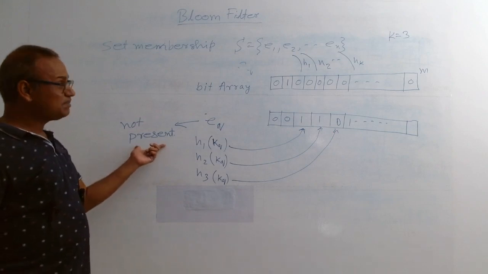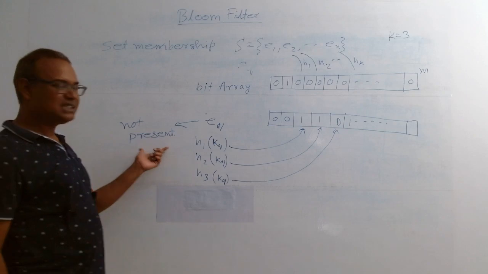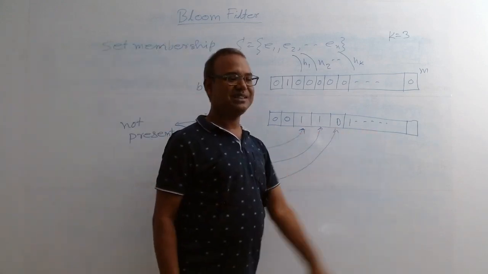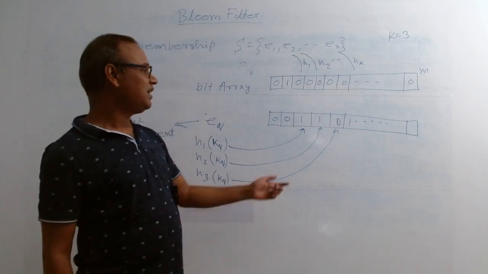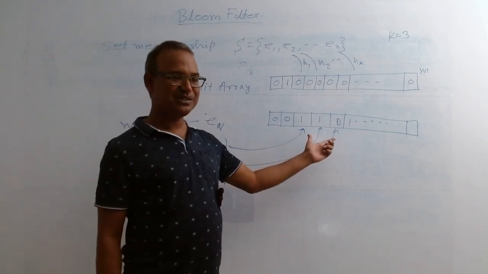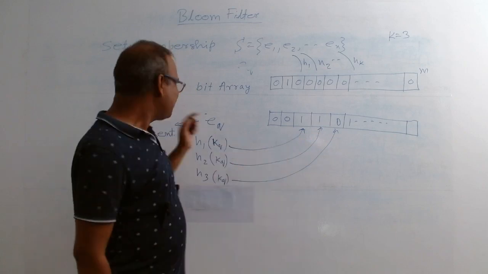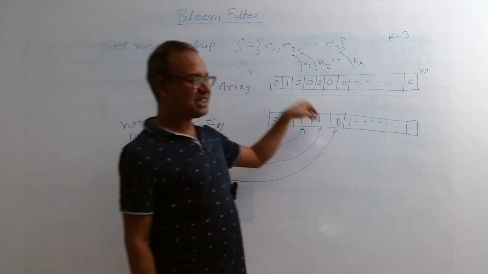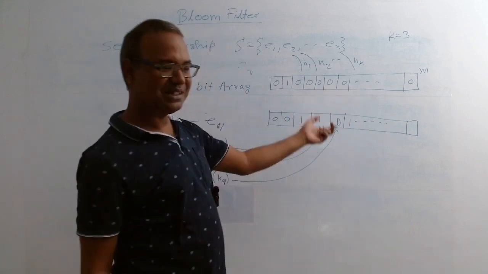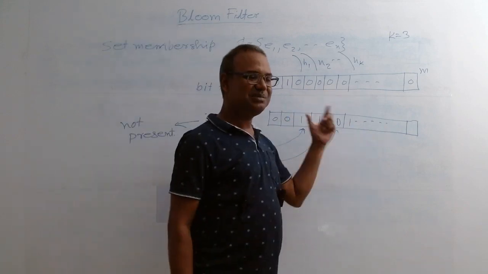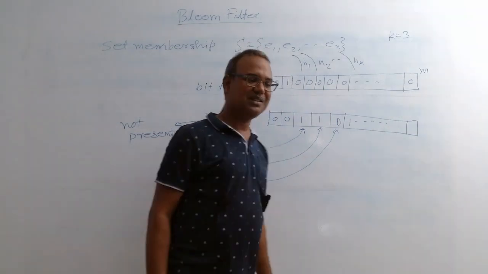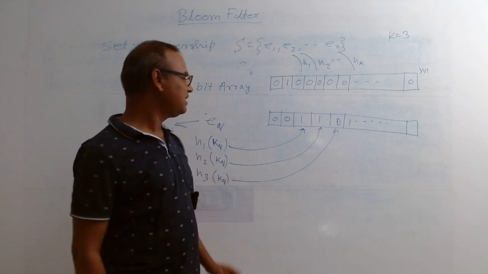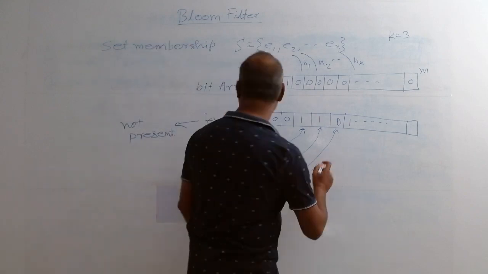But if it is present, that is, all the bits may be 1, but there is an issue. What is the issue? Maybe some element eq is not present, but due to the insertion of other elements by some hash, all these positions may be already occupied, set to 1. That may happen. That scenario is called a false positive.